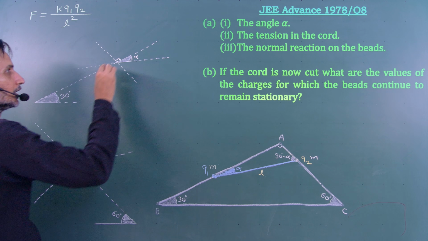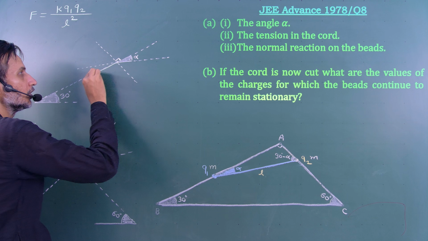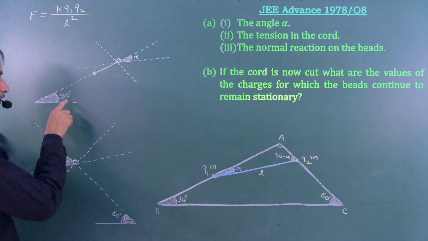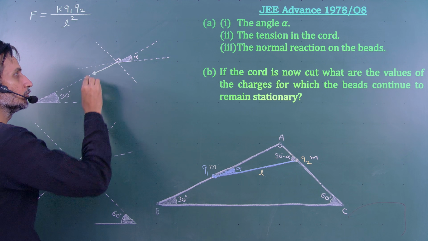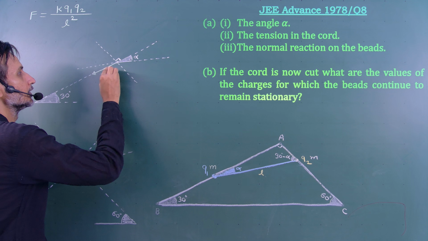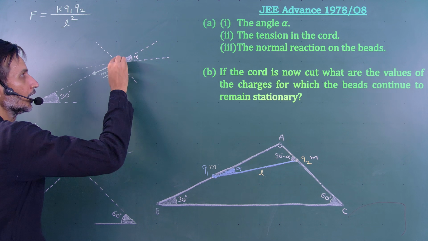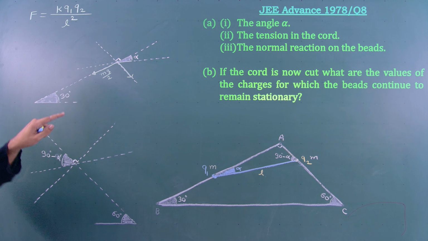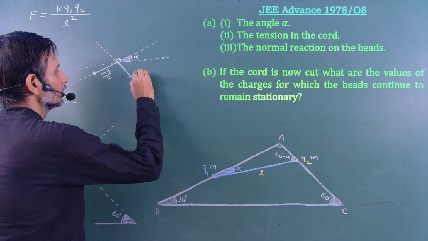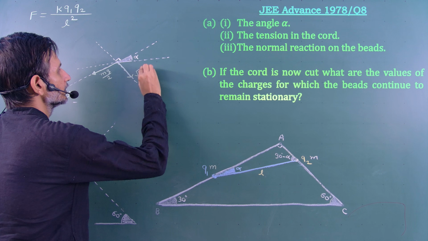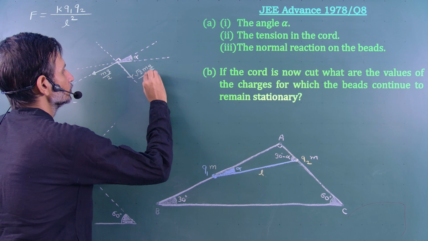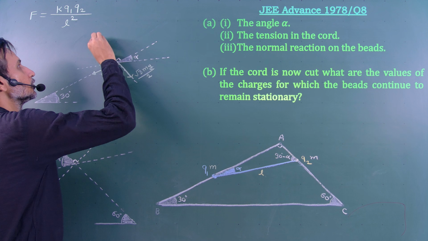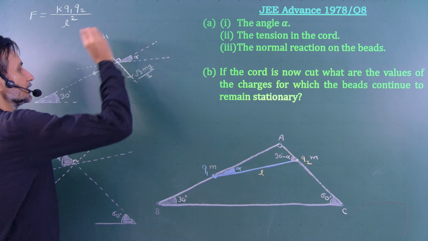So first, the component of mg along the inclined plane has value mg sin theta. Theta is 30 degrees, sin 30 degrees is 1 by 2, so this value is mg by 2. The component of mg perpendicular to the inclined plane is mg cos theta. Cos 30 degrees is root 3 by 2, so this value is root 3 mg by 2. The normal reaction will act in this direction. We don't know its value, so let me assume it is N1.